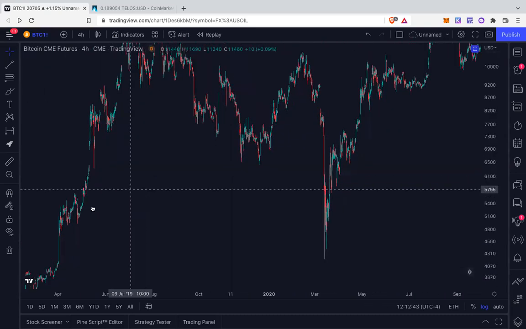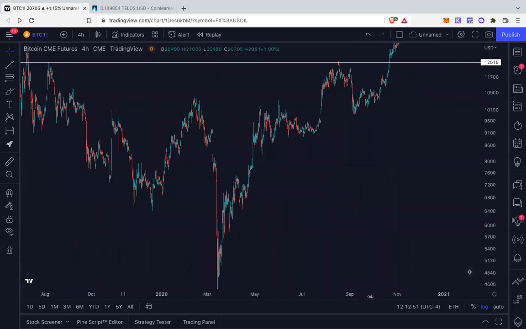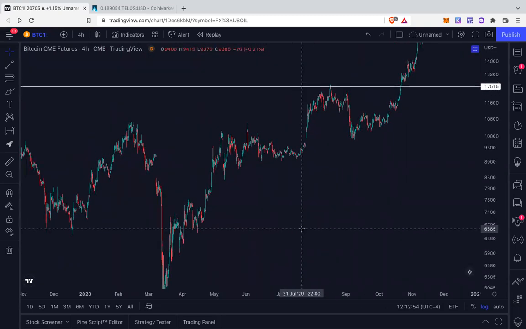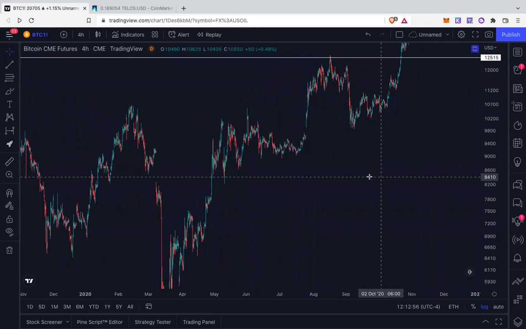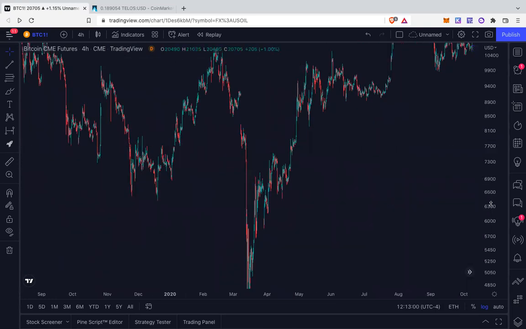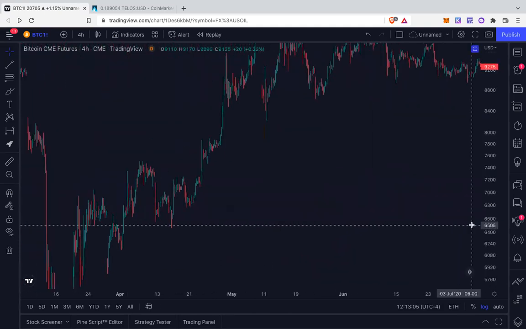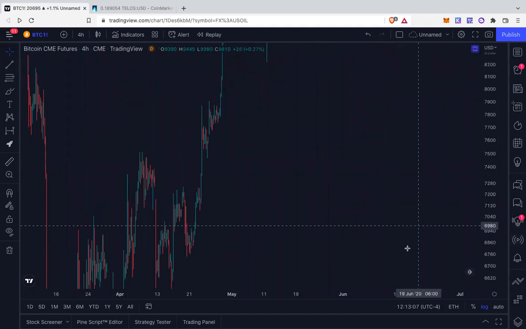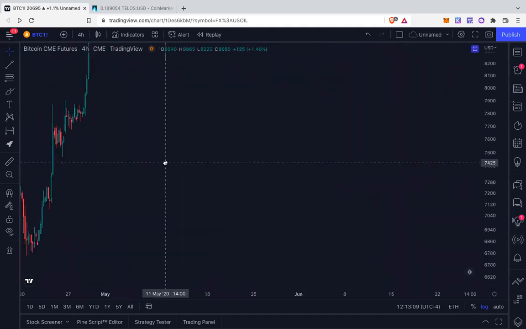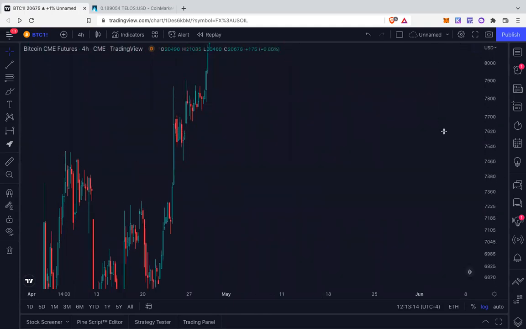There's this 4,000. There's the gap at 9,000 that wasn't filled. I believe there was a gap at 7,000, if I'm not mistaken. I might be mistaken. Oh yeah, it's very, very minuscule, but it was never filled. And I took a mental note of this when it happened.